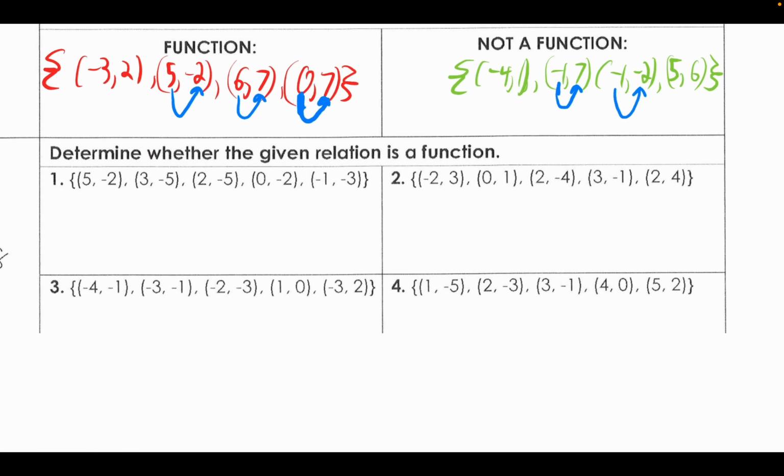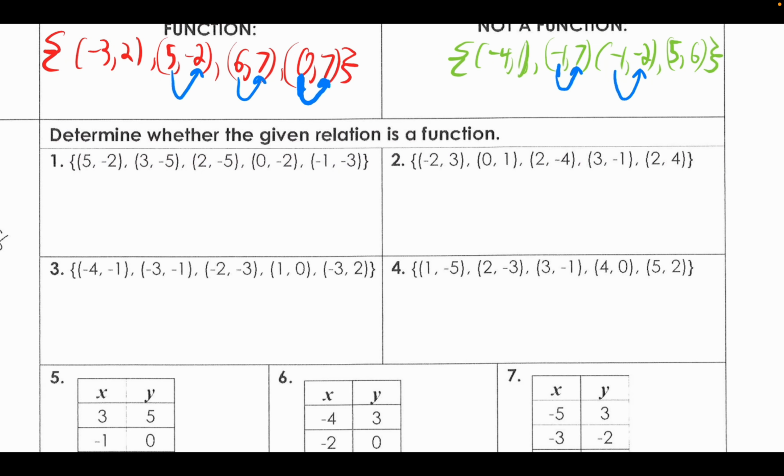So now determine whether the given relation is a function based on what we're seeing. So number one, as we look through all these ordered pairs, I'm keying in on the x values. I'm looking, okay, do I see any x value twice? Do I see any x value going to multiple y values? And as I look, I see 5 distinct x values, none of them repeating. And so I say, yes, this is a function.